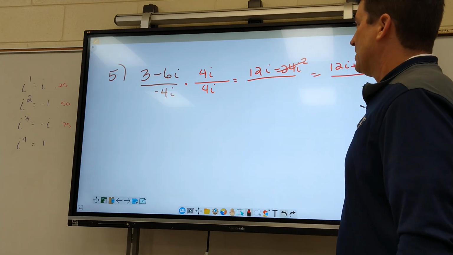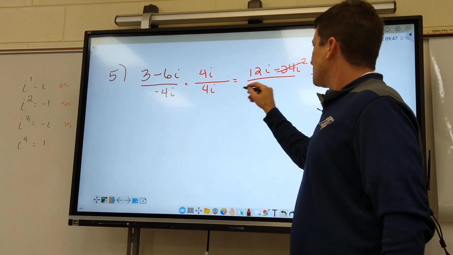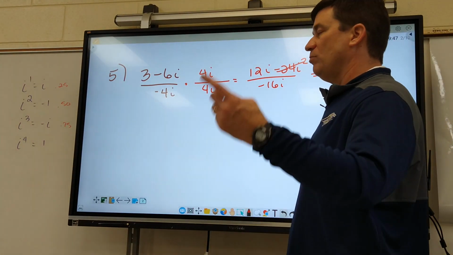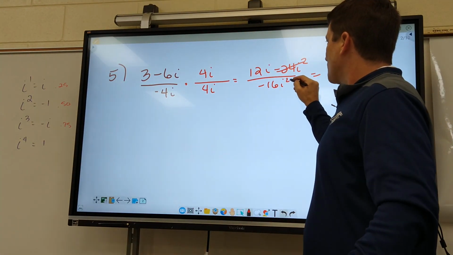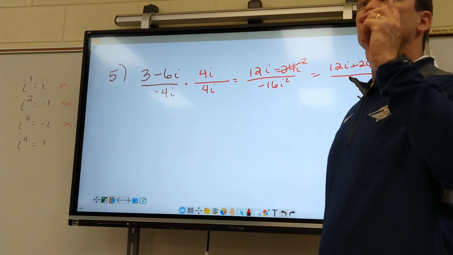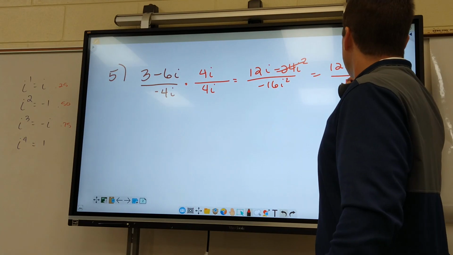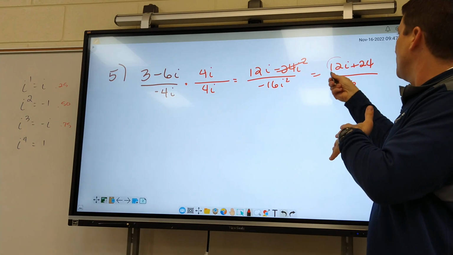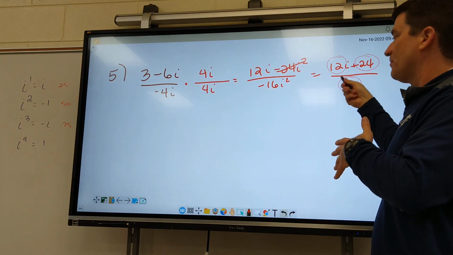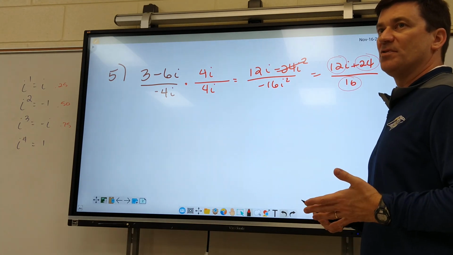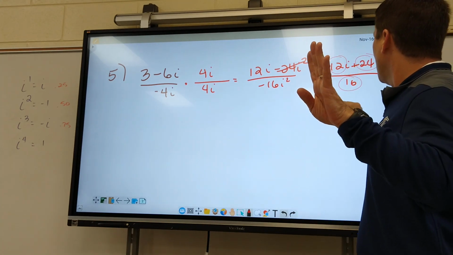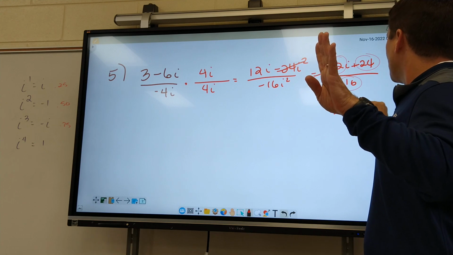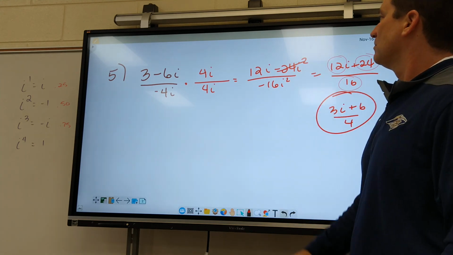Now the bottom is going to be easier. It's negative 16i squared. So Hope, what does that i squared do to that negative 16? 16. Very good. All right, so we're done except for check your 3 numbers. If you can simplify them, you have to simplify them. So in this case, divide them all by 4. I got 3i plus 6 over 4.